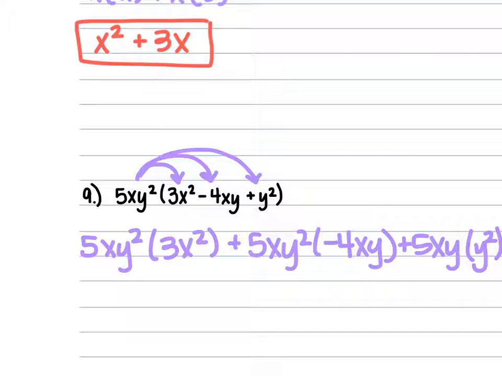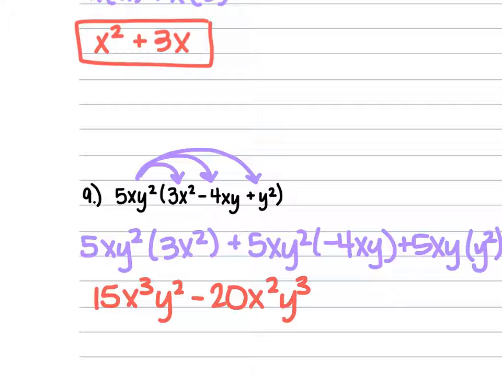Okay, so we have 5xy squared times 3x squared. This is going to give us a 15x cubed y squared. The 5xy squared times negative 4xy is going to be a negative 20x squared y cubed. And then the 5xy squared times y squared is going to give us a positive 5xy to the third power.